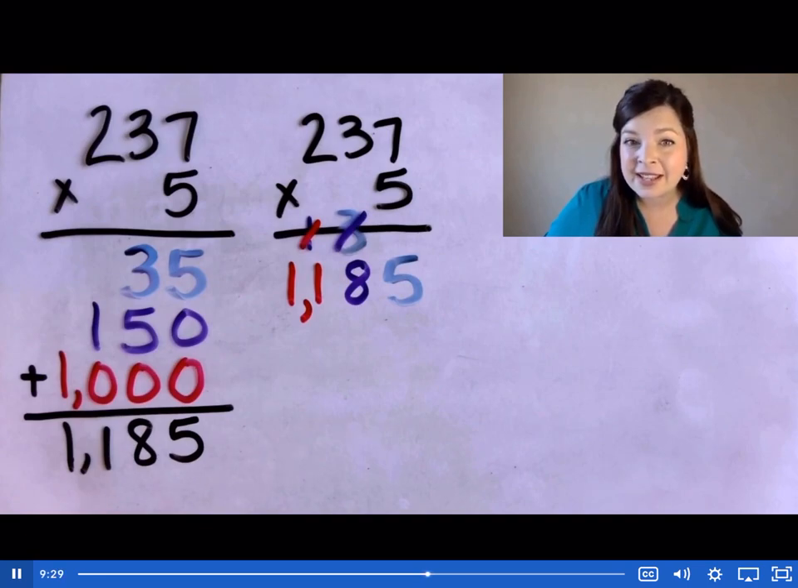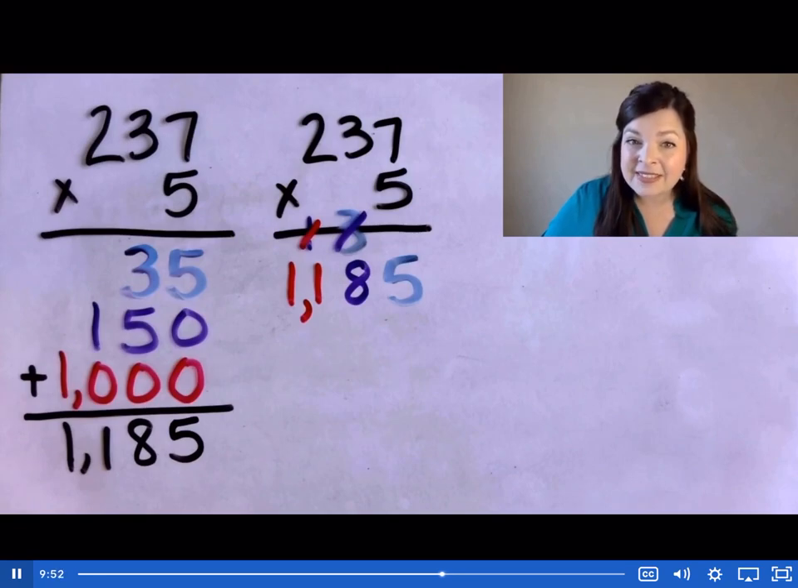Look back at the work we did when we solved using partial products. What was the product then? The product was 1,185. It's the same. So even though our methods were different, we came up with the same product. What are the advantages of using the algorithm? Take a moment to reflect on that, and then we'll talk about it.